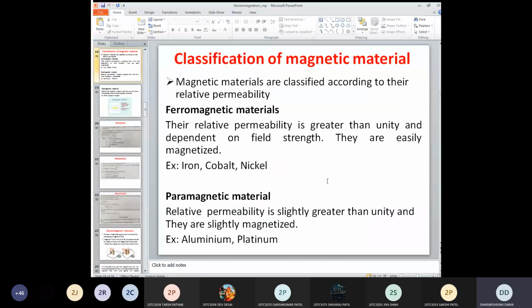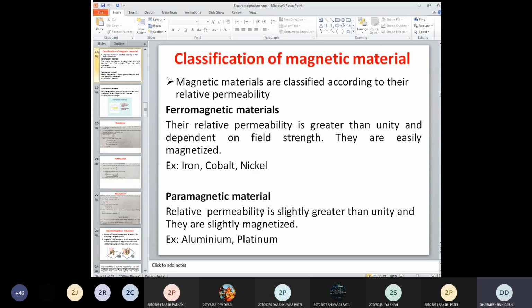So magnetic material is classified into three categories: ferromagnetic material. Clear? So what are ferromagnetic materials? The material which has a permeability greater than unity, or greater than 1, is called a ferromagnetic material. Clear? Its examples are iron, cobalt, nickel.